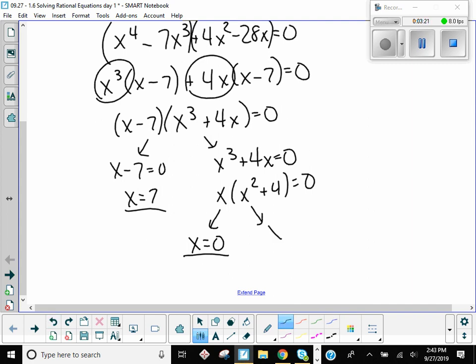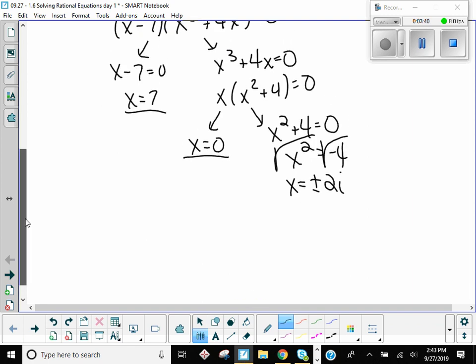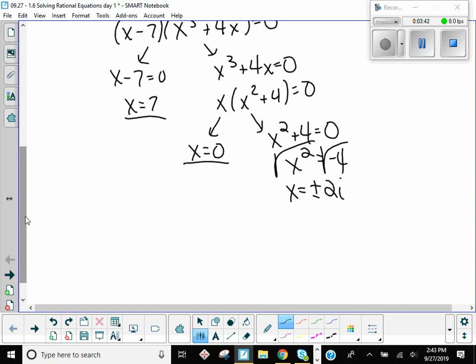This should be set equal to 0. And then you move the 4 over by subtracting it. And now you can square root. And this gives you a different answer. It gives you positive negative 2i. So how many solutions is that? 4, and that's what we were looking for.